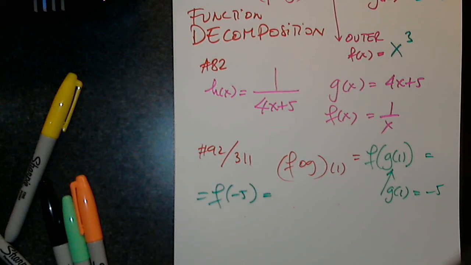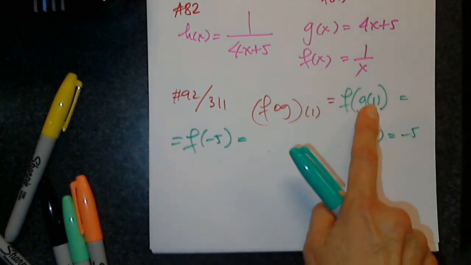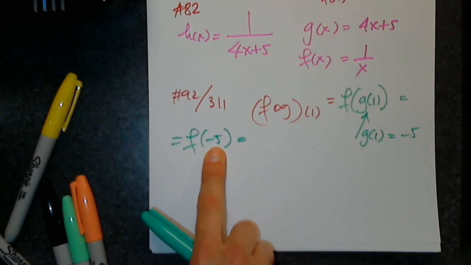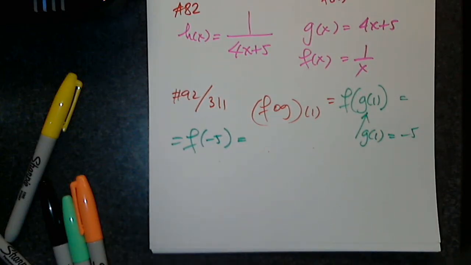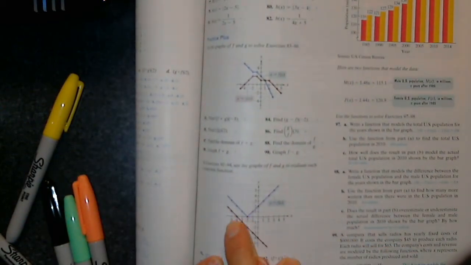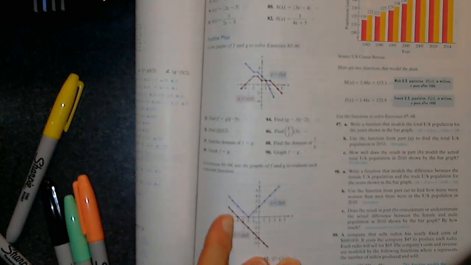I go back to the graph. Say it again. You can't see it. -5. Are you on the g side? It's cut off. It's -5 right here. Okay, so now let's determine f of -5. So here's -5. How much is f of -5? f of -5 is 3. Very good.